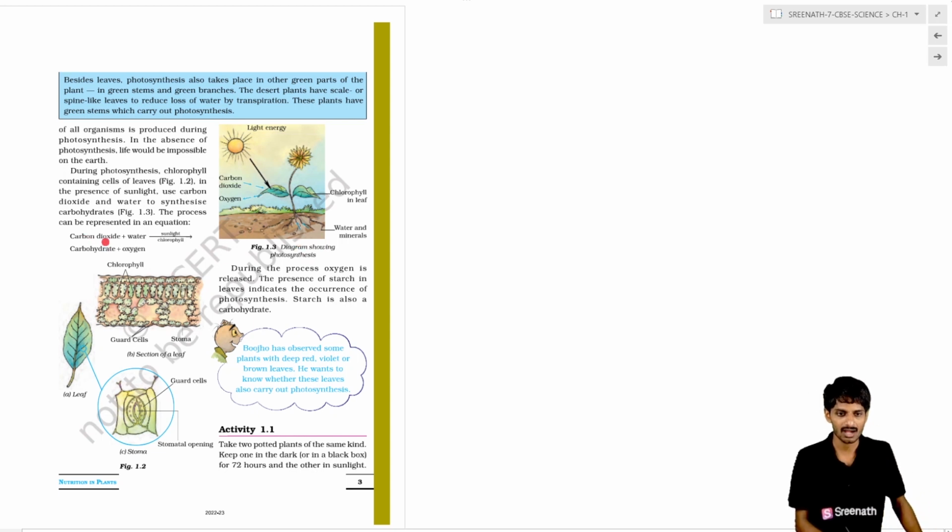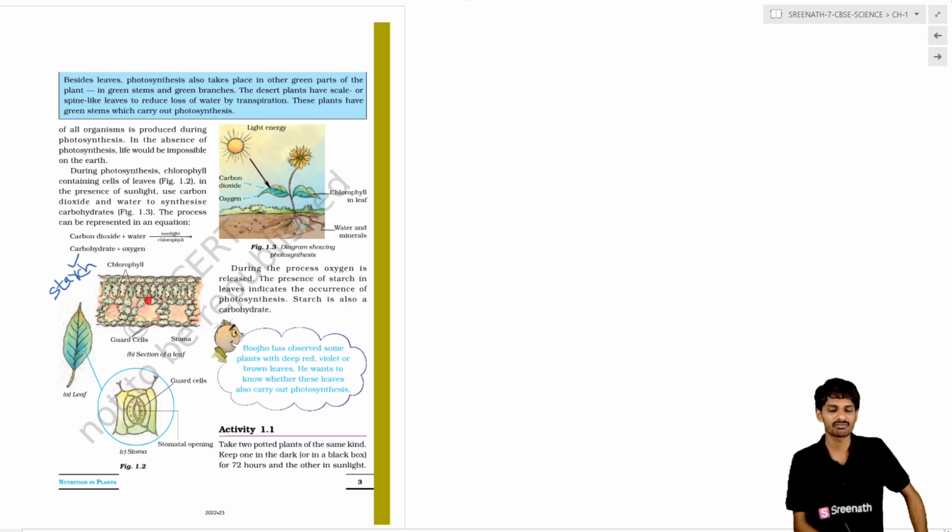The equation is here: carbon dioxide it is from pores, stomata, and water it is from roots. Under sunlight, chlorophyll, which is the green color pigment in the leaves, develops carbohydrate. Carbohydrate is nothing but starch, nothing but glucose, which is the food, plus oxygen. It releases the oxygen.